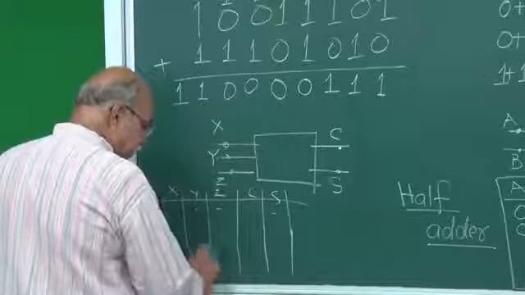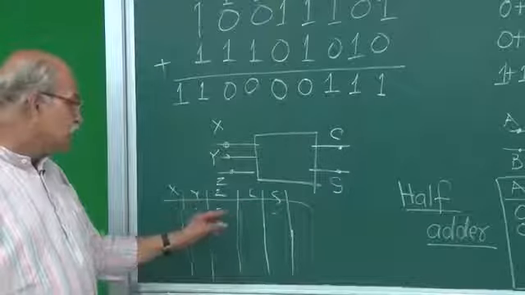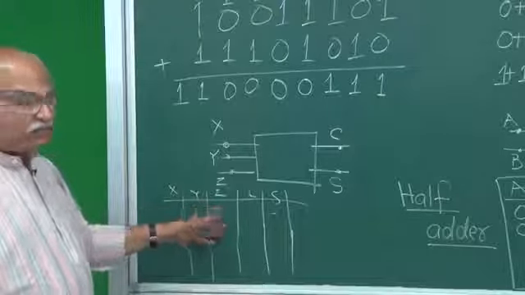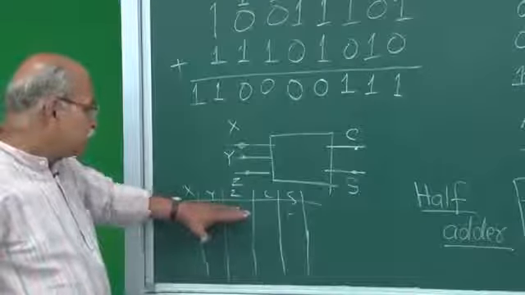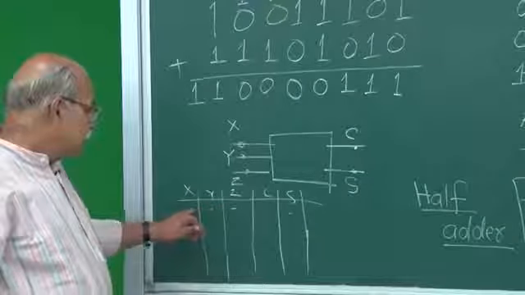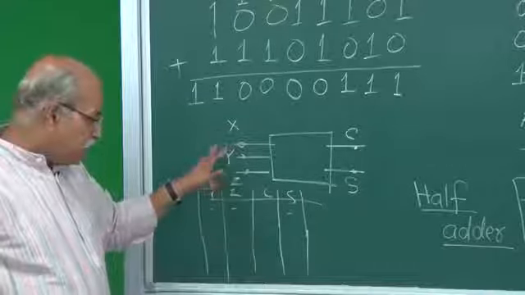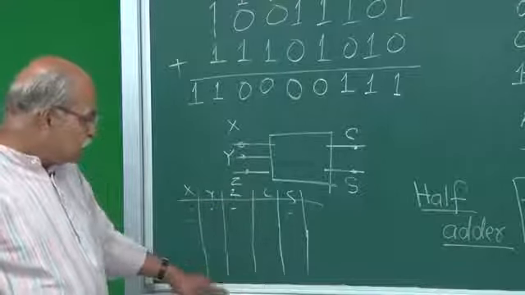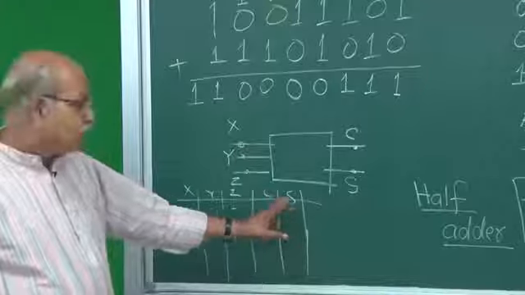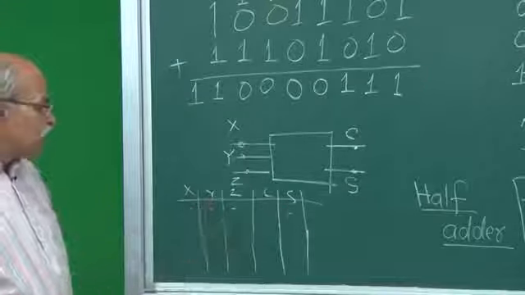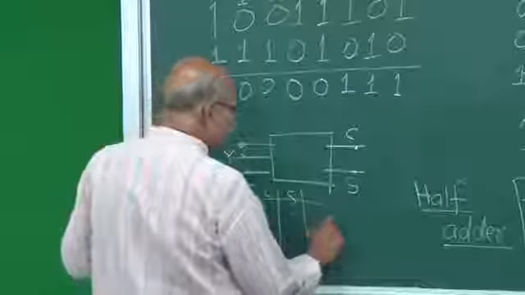How many rows will be there? There are 3 inputs. Each input can be 0 or 1. So all those combinations are to be written. All those combinations are to be exhausted. 0, 0, 1, 0, 0, 0. So there will be 8 rows, and for each row you know how much is C and how much is S, and that kind of circuit which can do this truth table is known as full adder.